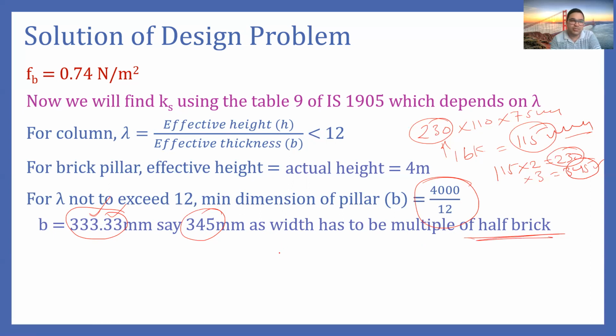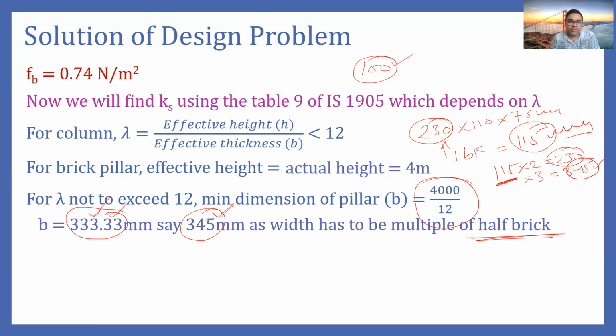While rounding off the dimension, we have to make sure that the dimension we have adopted is a multiple of half brick. Similarly, in case of modular brick, the half brick is equivalent to 100 mm, so we should adopt a dimension that is a multiple of 100. But because we are using conventional brick here, we have to increase the dimension to a multiple of 115.